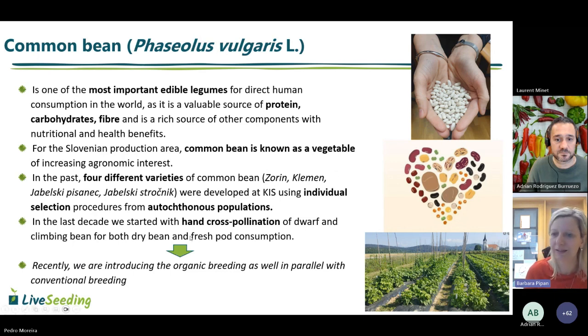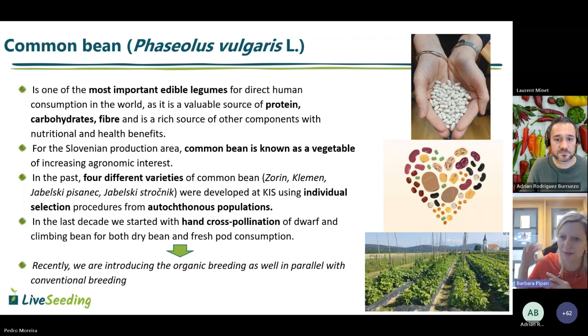Maybe just a little bit of introduction about the common bean. It's actually one of the most important edible legumes. It also belongs to the group of pulses, which are for human consumption. And it's a valuable source of proteins, carbohydrates, fibers, and a rich source of other components with nutritional and health benefits. For the Slovenian production area, common bean is known as a vegetable of increasing agronomic interest.